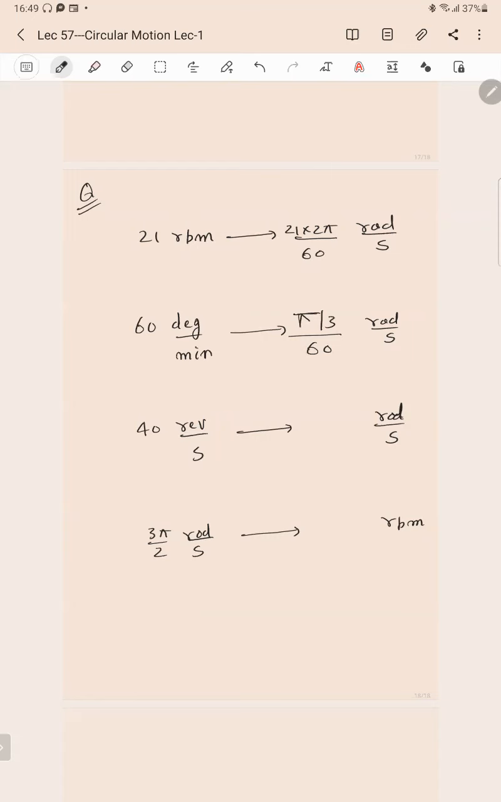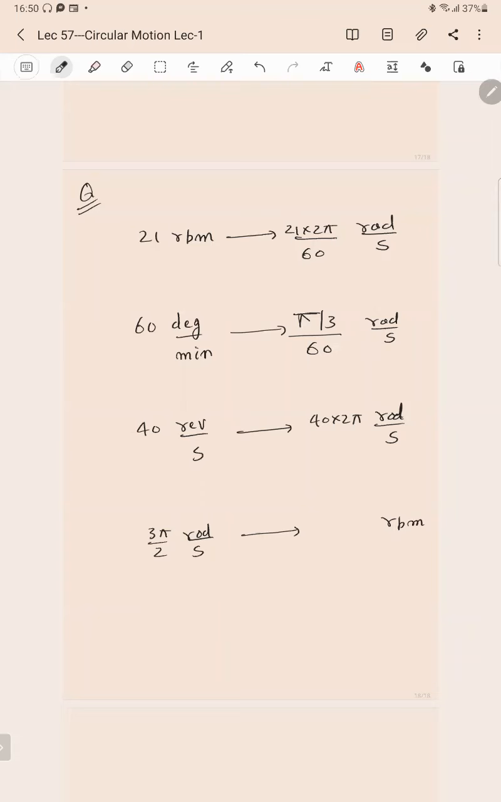So here you have made a little mistake, I think. Yes, sir. It will be like pi by 180, okay? Okay. Then you have 40 revolution per second. Second remains in second and revolution gets converted to radian. So it will be 40 into 2 pi, no doubt. Perfect.